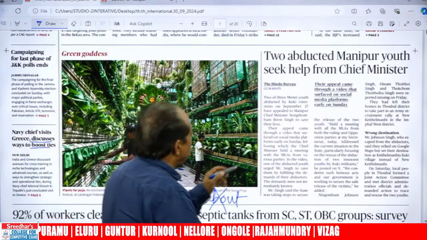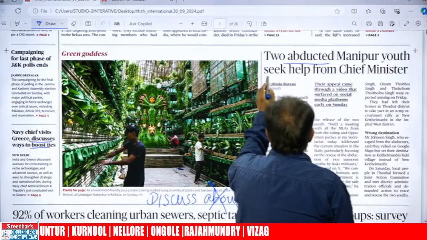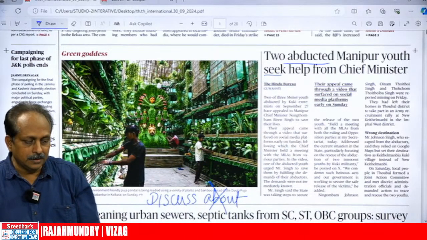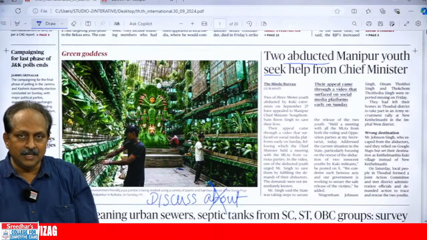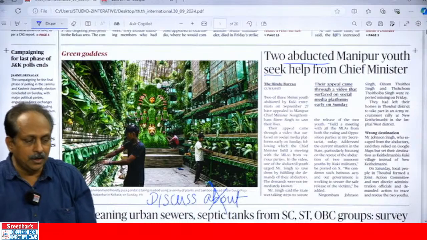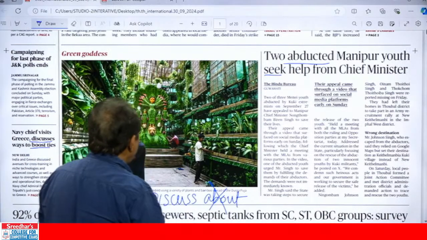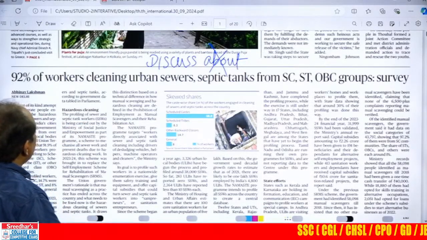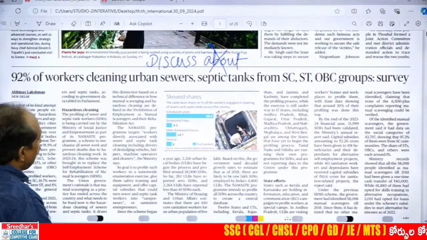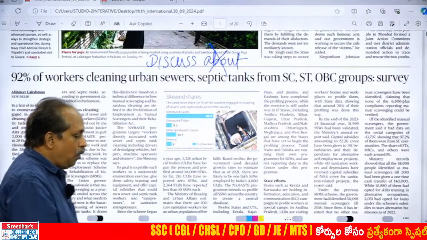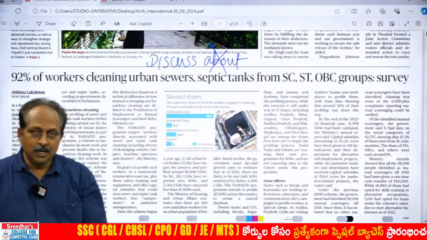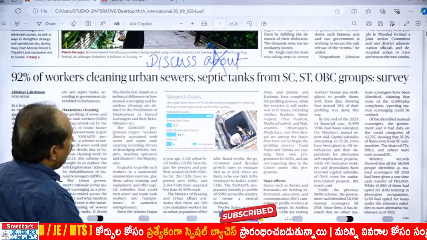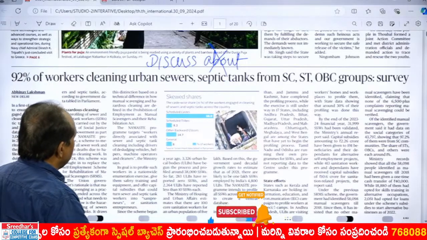There is one headline over here: two abducted Manipur youth seek help from Chief Minister. Abducted means what? Kidnapped. Two youth abducted, they seek help from the CM. Seek means to look for, to search for. Look for help from Chief Minister. 92% of workers cleaning urban sewers, septic tanks from SC, ST, OBC groups, survey. According to one survey, those who clean the septic tanks and sewers, it seems 92%, that is huge, are from SC, ST, OBC groups.